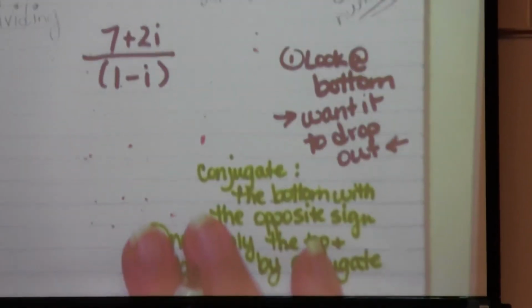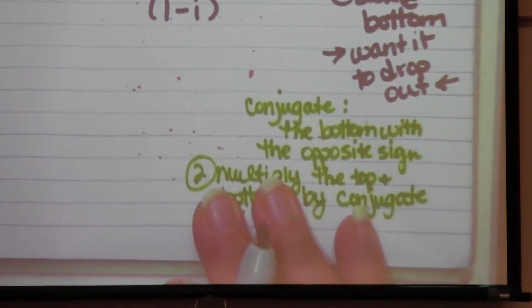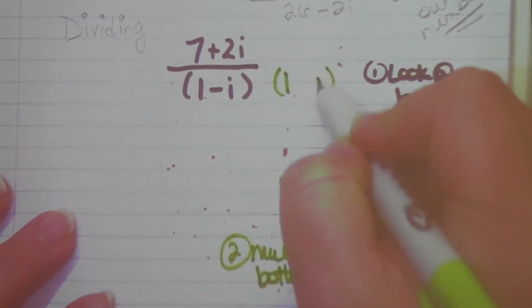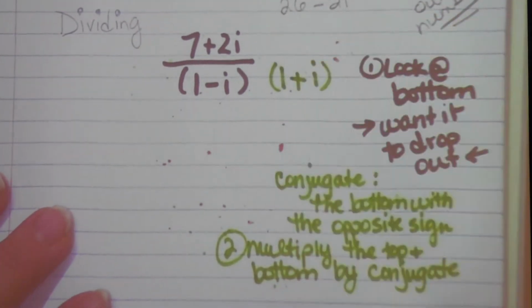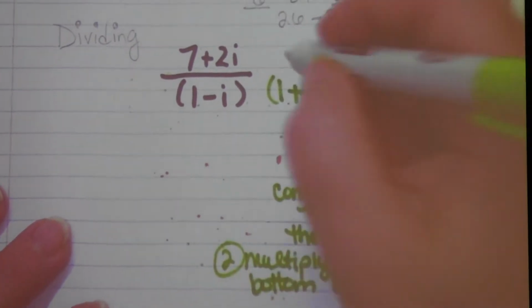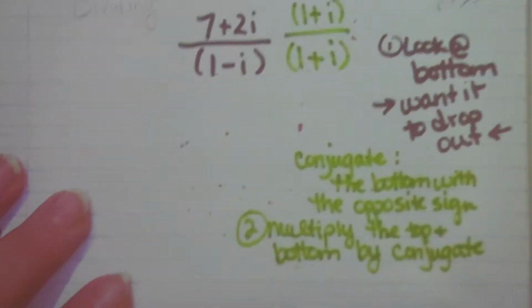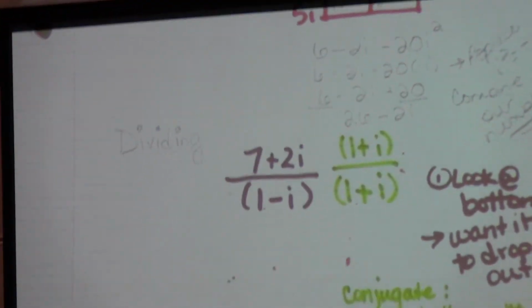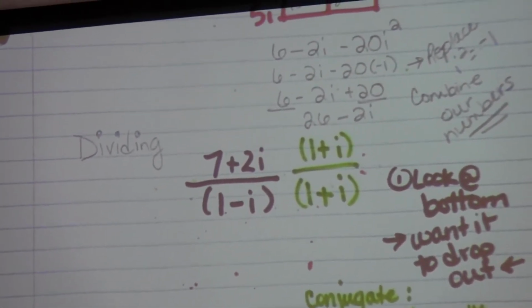Mhm. So what I mean by the opposite is, I'm going to look at this bottom, I'm going to write the exact same numbers, 1 and i, and I'm just going to change the sign. So this is plus. And if I multiply the bottom by that, I have to also multiply the top by that. Okay? So it's the same. It's 1, it's an i. The only thing that changes is the sign in the middle. Just the sign in the middle is the conjugate.